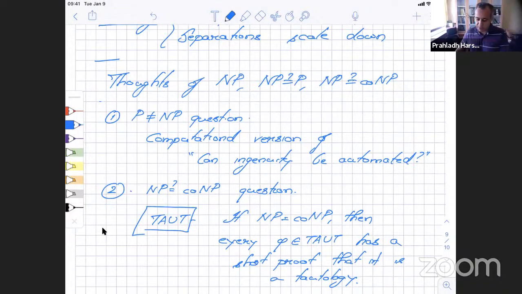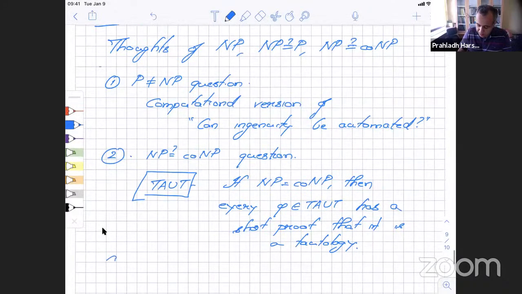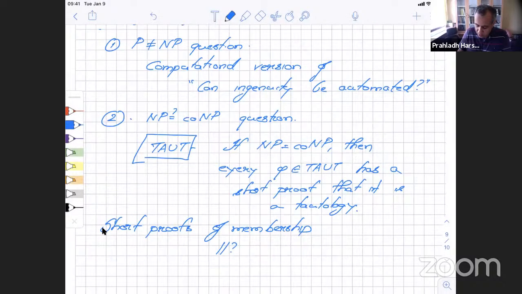The NP versus coNP statement is basically asking: do short proofs of membership imply short proofs of non-membership? For a satisfiability instance, to show a formula is satisfiable there's a short proof: I can give you a satisfying assignment. To show a formula is not satisfiable, I don't see how to do it easily. I don't see how anybody can give me a short proof that convinces me that a formula is not satisfiable. But if NP were equal to coNP, that statement would in fact be true: there are short proofs of non-membership.